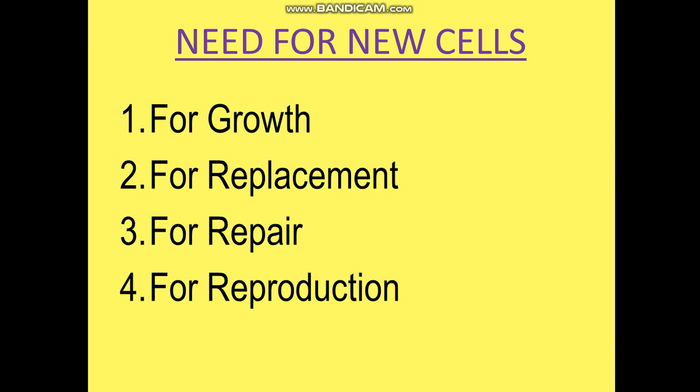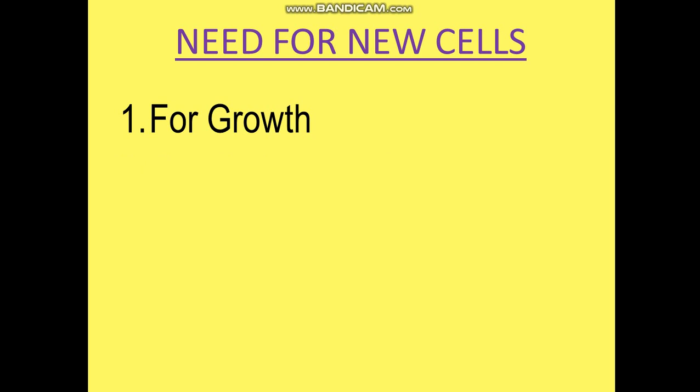You can make your own key to remember the sequence, to remember certain points. So here you can prepare the key as GR3. That means growth, repair, replacement, reproduction. These 3 R's and 1 G together. Okay, clear? So let us start with the growth.